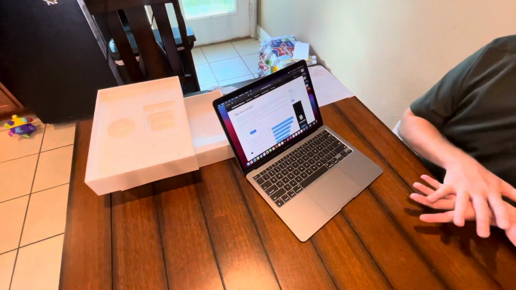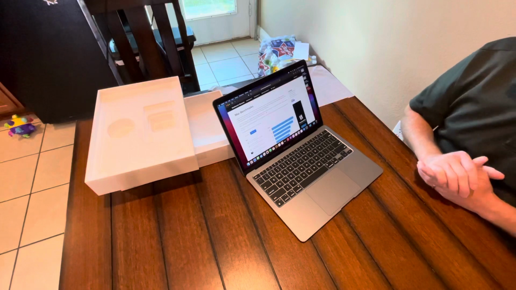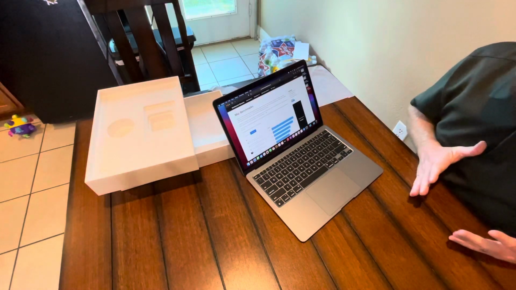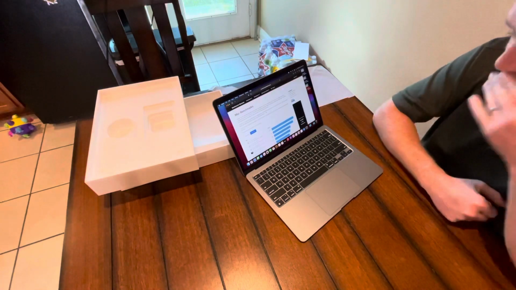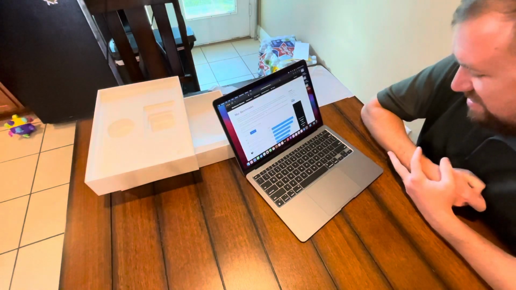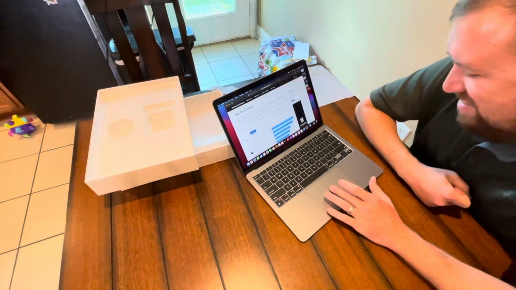I have files on my Mac Mini that I know take forever to open, and this kills it. I want to see what it'll do with this. All right. Well, cool, man.